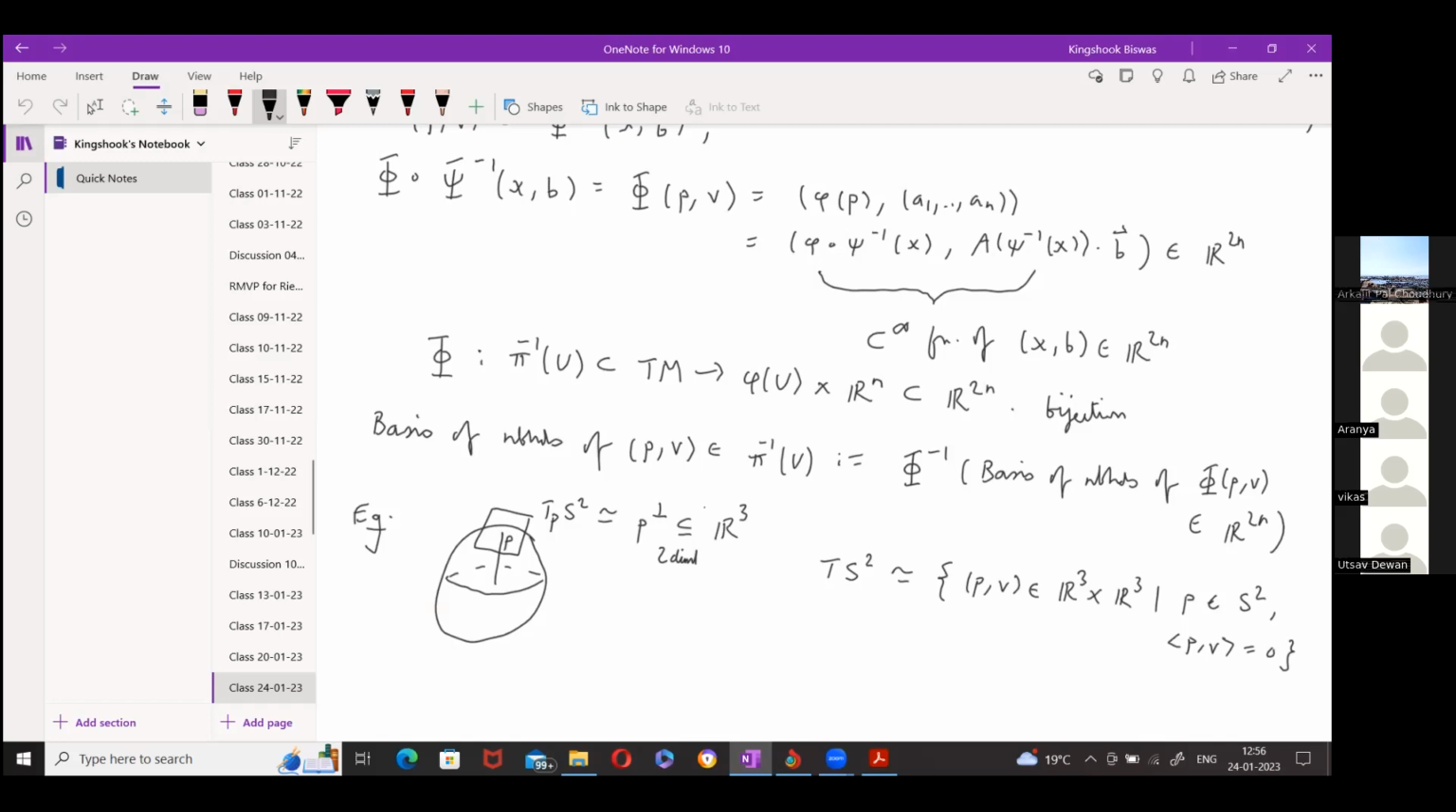Where are the 4 dimensions coming from? P can move locally in 2 dimensions, and V is moving in a 2-dimensional vector space P perp, right? So 2 plus 2 is also equal to 4. Is that all right? Is this clear?